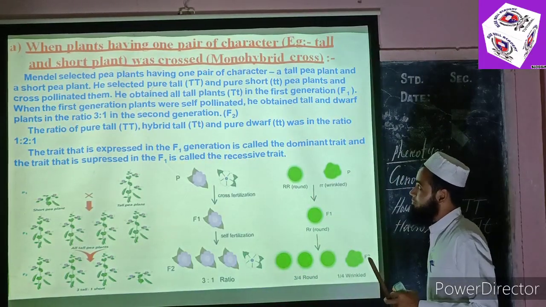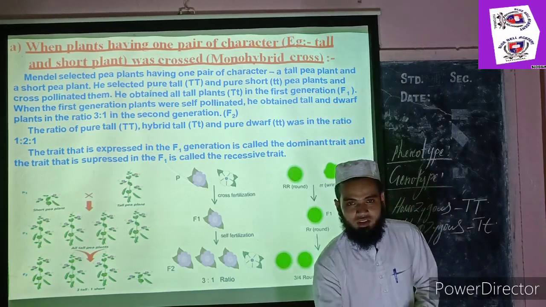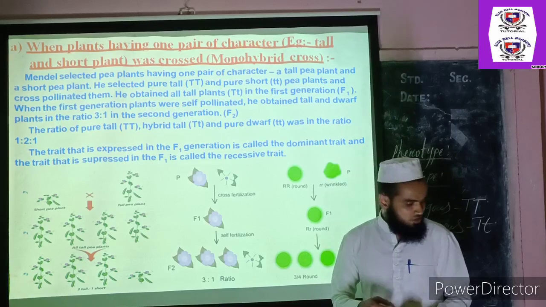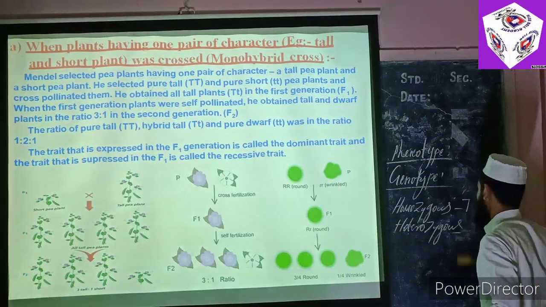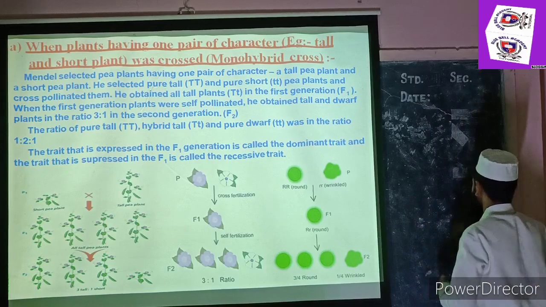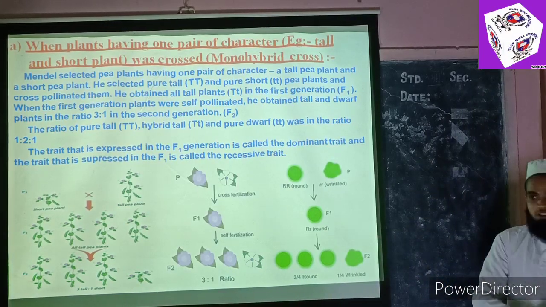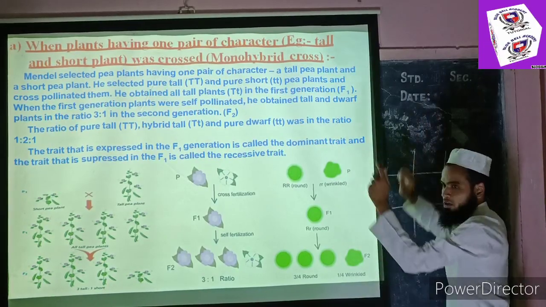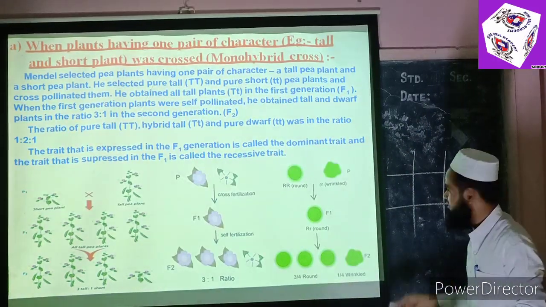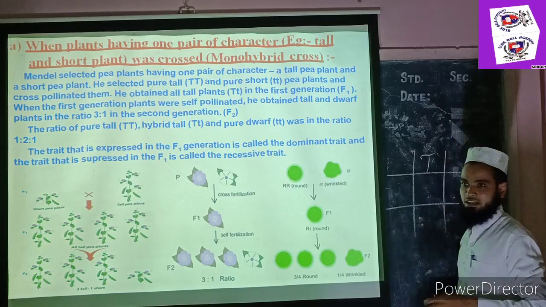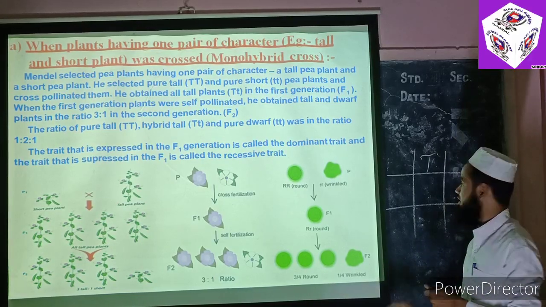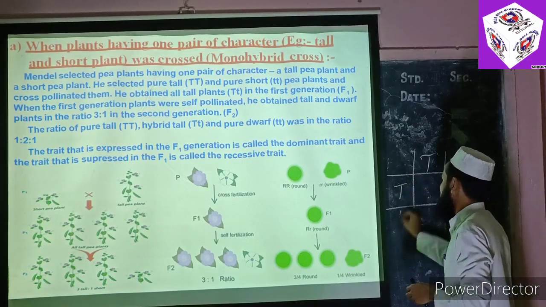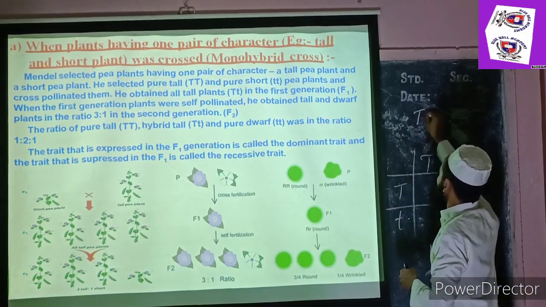Whereas, in the same manner, let's go through the genotypic ratio, which he determined. You can observe in your textbook that you have one Punnett square. If it has not been represented, I will represent it here. Tall character he is representing with capital T. Dwarf is represented with small t. As you know, some steps are there.